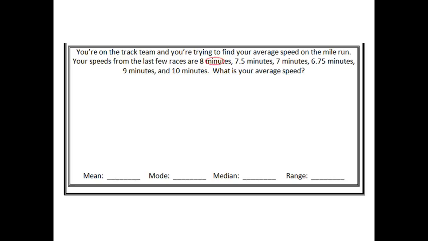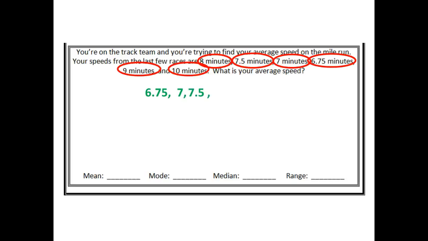So to start out, I'm going to find all of those values. I want to make sure they're isolated. There's no distractors. These are the numbers I'm finding the average of. I'm going to list them in numeric order. The smallest value, 6.75, followed by 7, 7.5, 8, 9, 10.